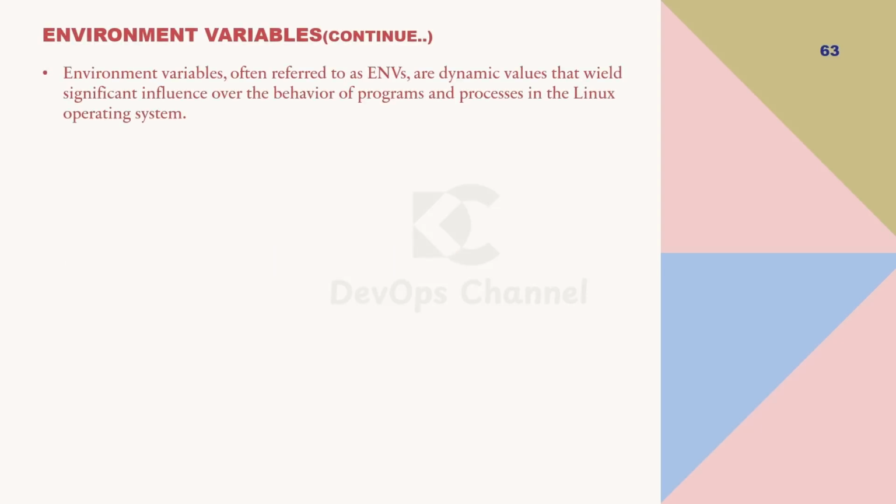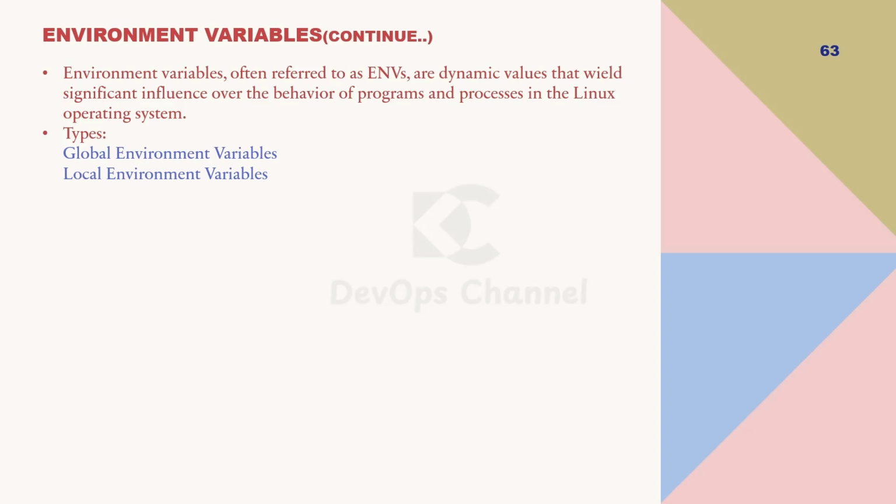Environment variables are often abbreviated as envs. They are dynamic values that can change how an application should behave. Basically these are name and value pairs, and just keep in mind that these should be in capital letters. Whenever you are defining an environment variable, it should be in capital letters. There are two types of environment variable: first is global, and then we have local environment variables.